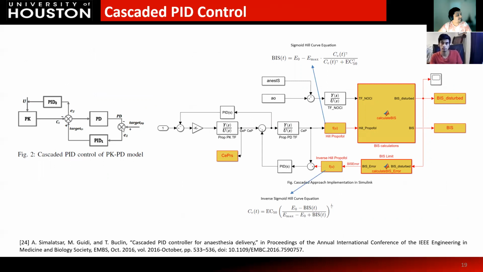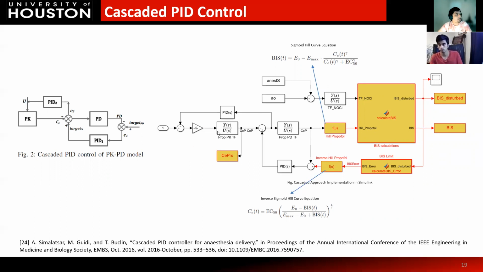The PD output is then taken into account with the target PD output that goes into the first PID controller, which controls a target concentration. Now, this target concentration is fed back as a positive feedback, taking the pharmacokinetic first concentration as negative, and this error goes into the first PID, and this PID ultimately controls the infusion of propofol. And this is how the execution in Simulink looks like.